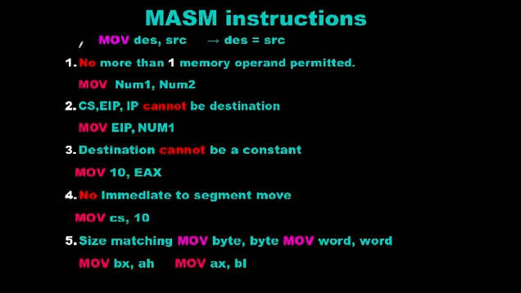So how many rules for the move instruction? 5. See why I told you you have to do lots of reading in assembly? We have to know this, not just the move instruction. I have to know no more than 1 memory operand. I can't move to this. I can't have destination as this. And I think most of them make sense if you try to understand them. Size mismatch.